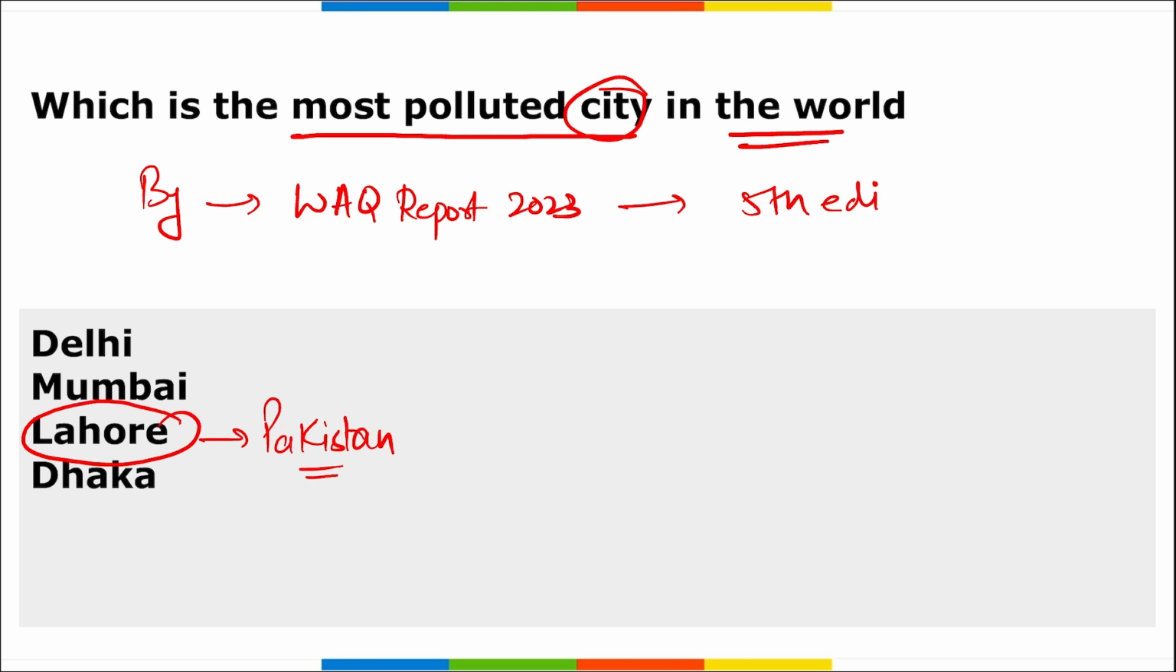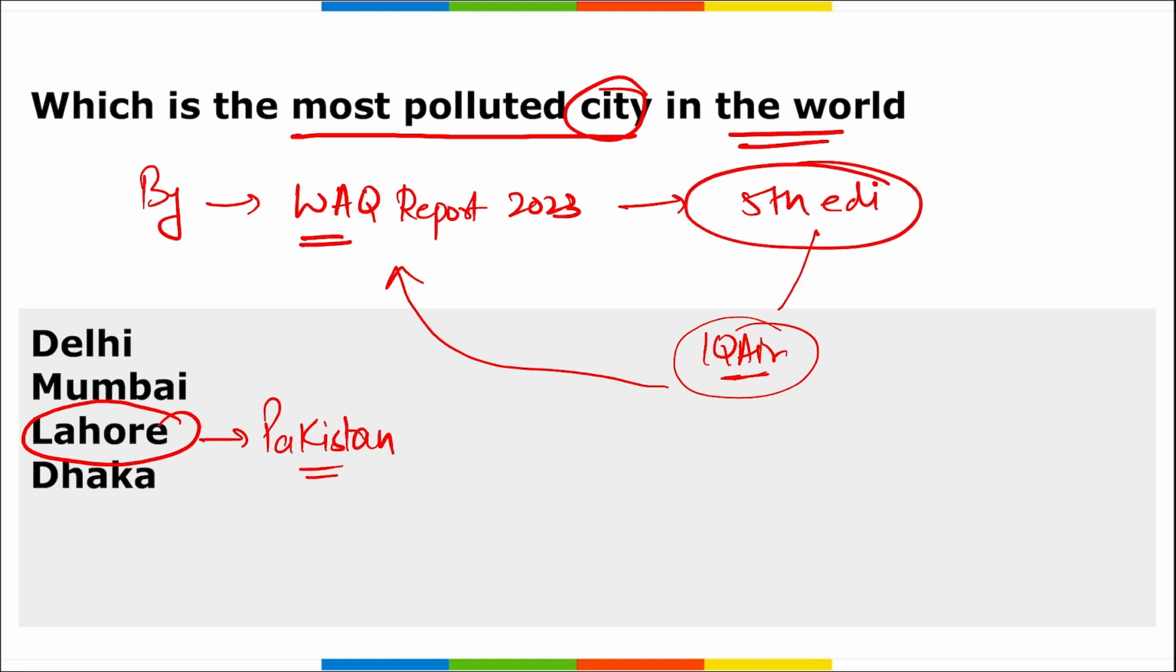So coming back, remember recently it was an annual global survey that was conducted by IQ Air. You see the difference here, this is the name of the report, that is World Air Quality Report. Don't get confused. Alright, it was IQ Air who published this report, World Air Quality Report, and this was the 5th edition of this report. And it stated that Lahore in Pakistan is the most air polluted city in the world.